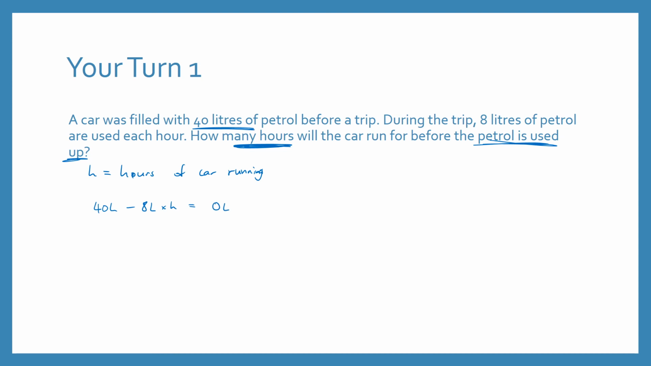So now we can solve this like we would a usual equation. I'm going to start by subtracting 40 litres from both sides. So I'm going to get minus 8 litres worth of hours. And just to remove confusion, I'm going to write it like this. Divide both sides by minus 8. We get that hours equals 5. Then finally we write out the car will run for 5 hours. And that's our solution.